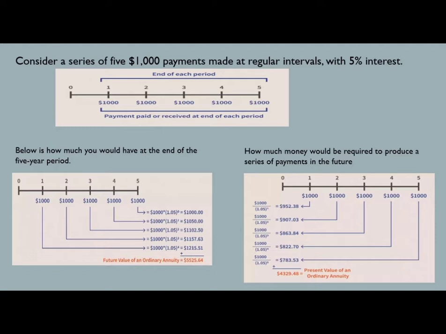Okay, so we have here an illustration kung paano ba nakukompute yung future value and then the present value of the annuity. Okay, so consider a series of 5 $1,000 payments made at regular intervals with 5% interest. Okay, so let's say itong 5 payments niya, so from 0 to 1, 2, 3, 4, and 5. So for example, that is per year. So, kada year, magbibigay daw ng $1,000 yan, each year.